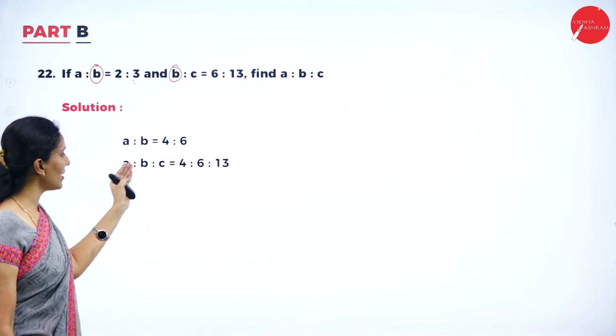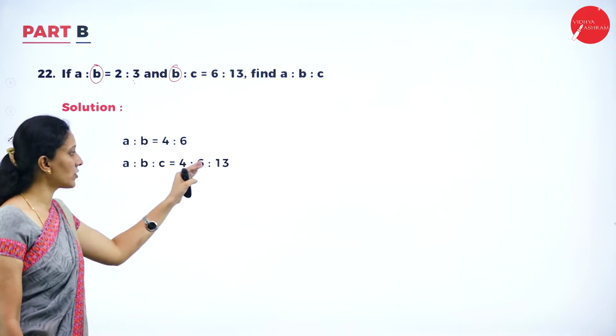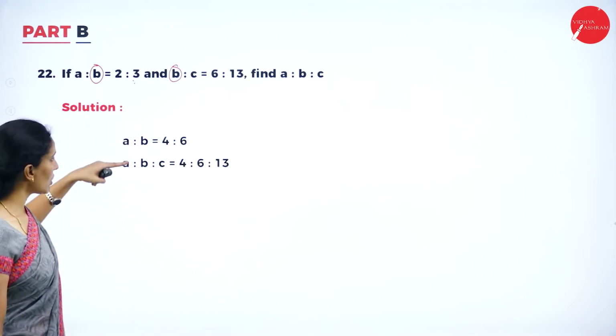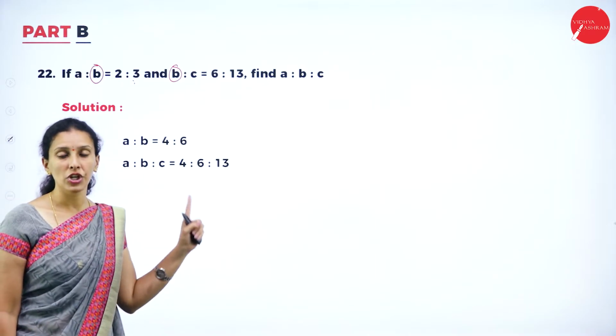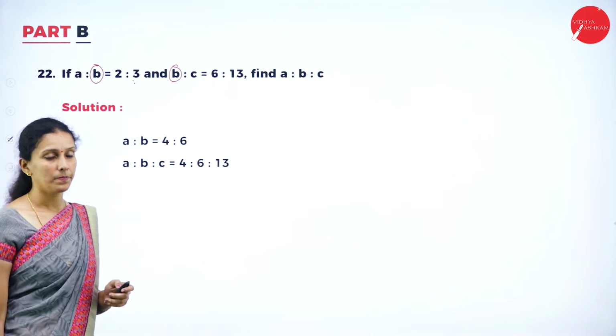Now, I can write the A is to B is to C ratio in the form 4:6:13. So, these are the 2 steps required here, which carry 1 mark each. Hence, this is a 2-mark question.